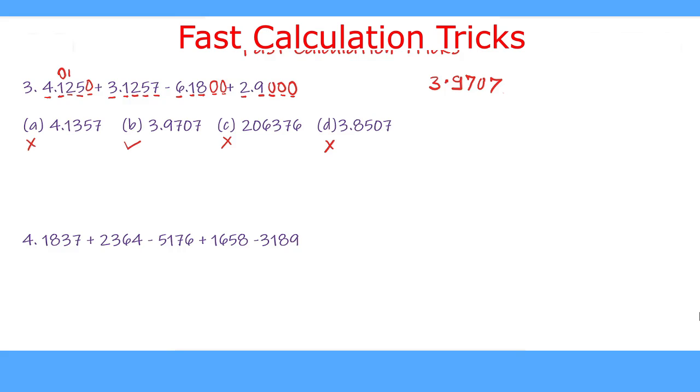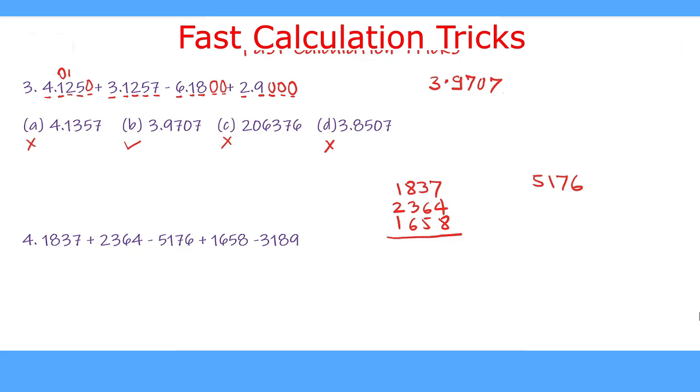In this case, if we solve it digit by digit, we may commit some mistake, so we have to take care of it. But first, we will solve it by our traditional method. So we solve it like this: 1837, 2364, 1658. We are writing all those numbers which have a positive sign, and we are separately adding the numbers having a negative sign.